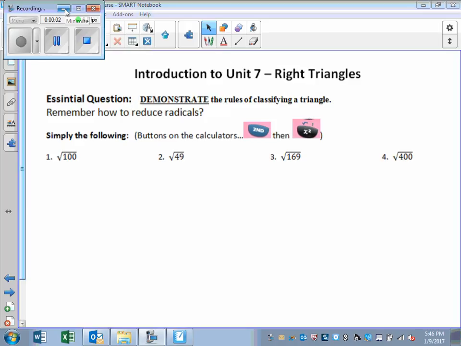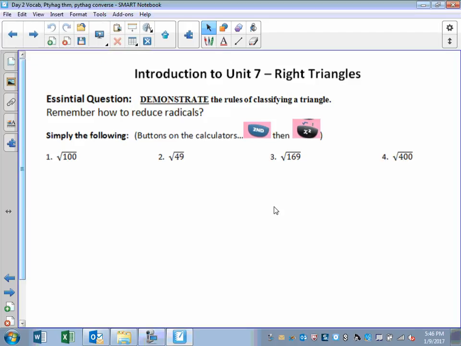Hey, welcome to Unit 7, Lesson number 2 in the right triangles unit. Today we're going to be talking about using Pythagorean theorem, which you guys should be familiar with. But first, before we get into that, we need to review radicals and show how to simplify radicals.